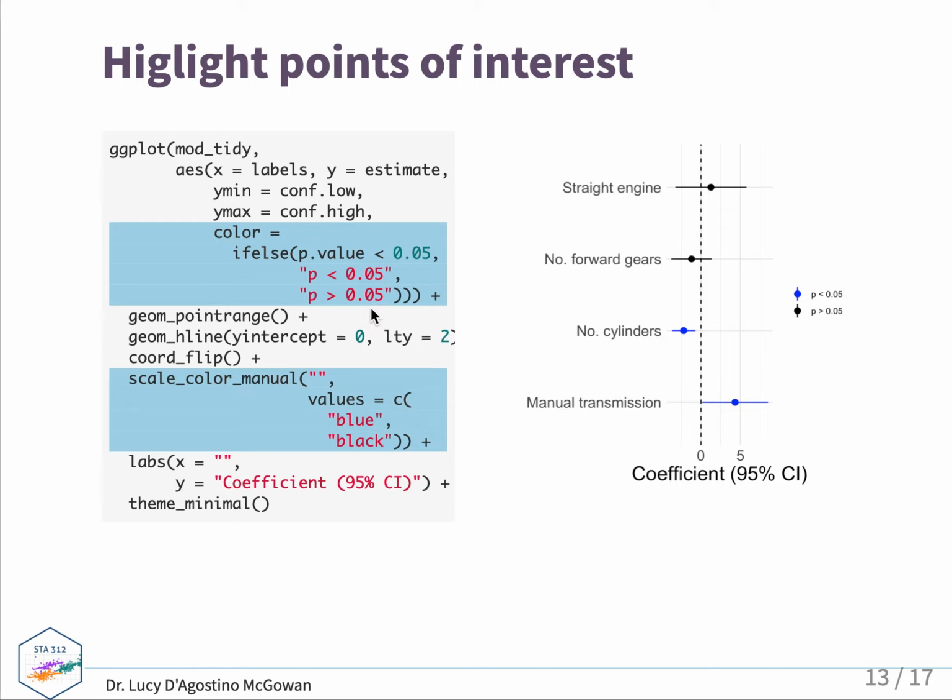If, for example, I wanted to highlight just the manual transmission, I could change this to say if_else term equals am, because that's the name of the variable, then this is manual transmission, otherwise it isn't. And that would be maybe if I just wanted to draw attention to this one single point.